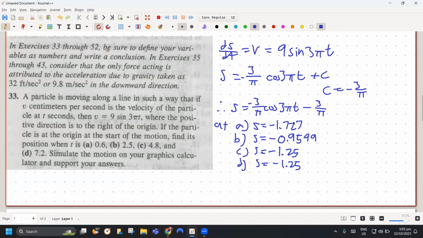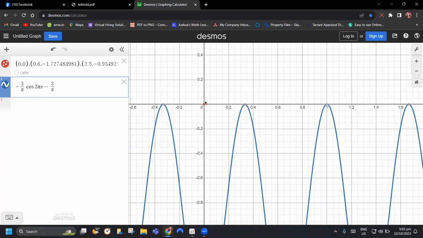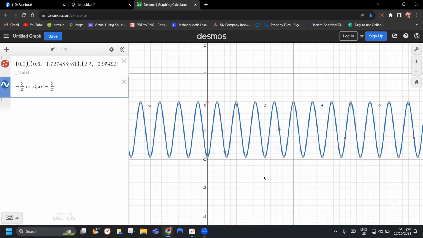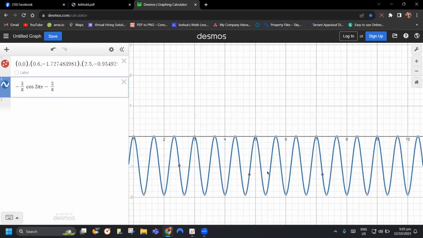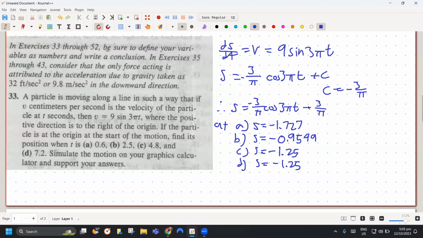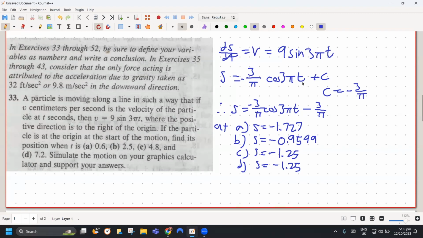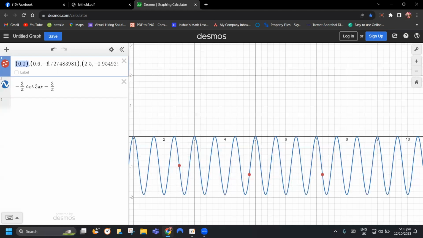The particle is at the origin at the start of the motion. So why isn't it 0 on this? Plus 3 over pi. Hindi minus. Anong cosine of 3 pi? Yes. Okay. So, mali pala to. So, plus 3 over pi dapat yan, di ba?